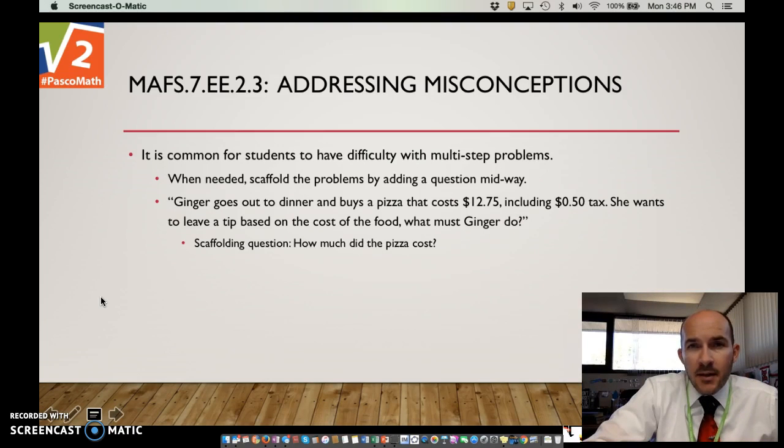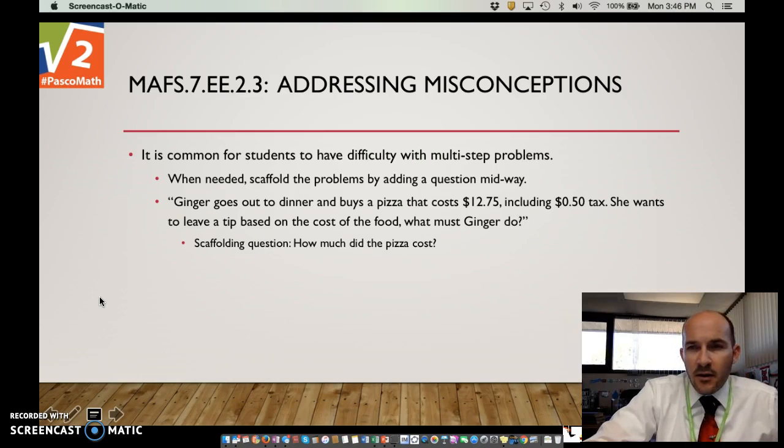So some common misconceptions for this standard would just be students have difficulty with the multi-step problems. So when there's a lot going on, lots of steps, sometimes they get confused along the way. And so when needed, I like to emphasize when needed, scaffold the problems by adding a question maybe midway, and then eventually stripping those questions away.